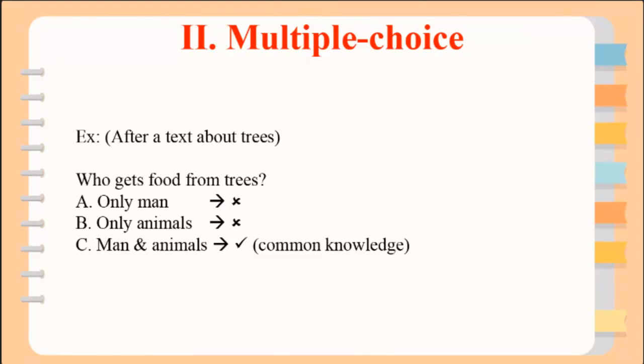And here the answer is surely man and animal cannot be woman. Only man or only animal. Who gets food from trees? The student doesn't need to read this one.